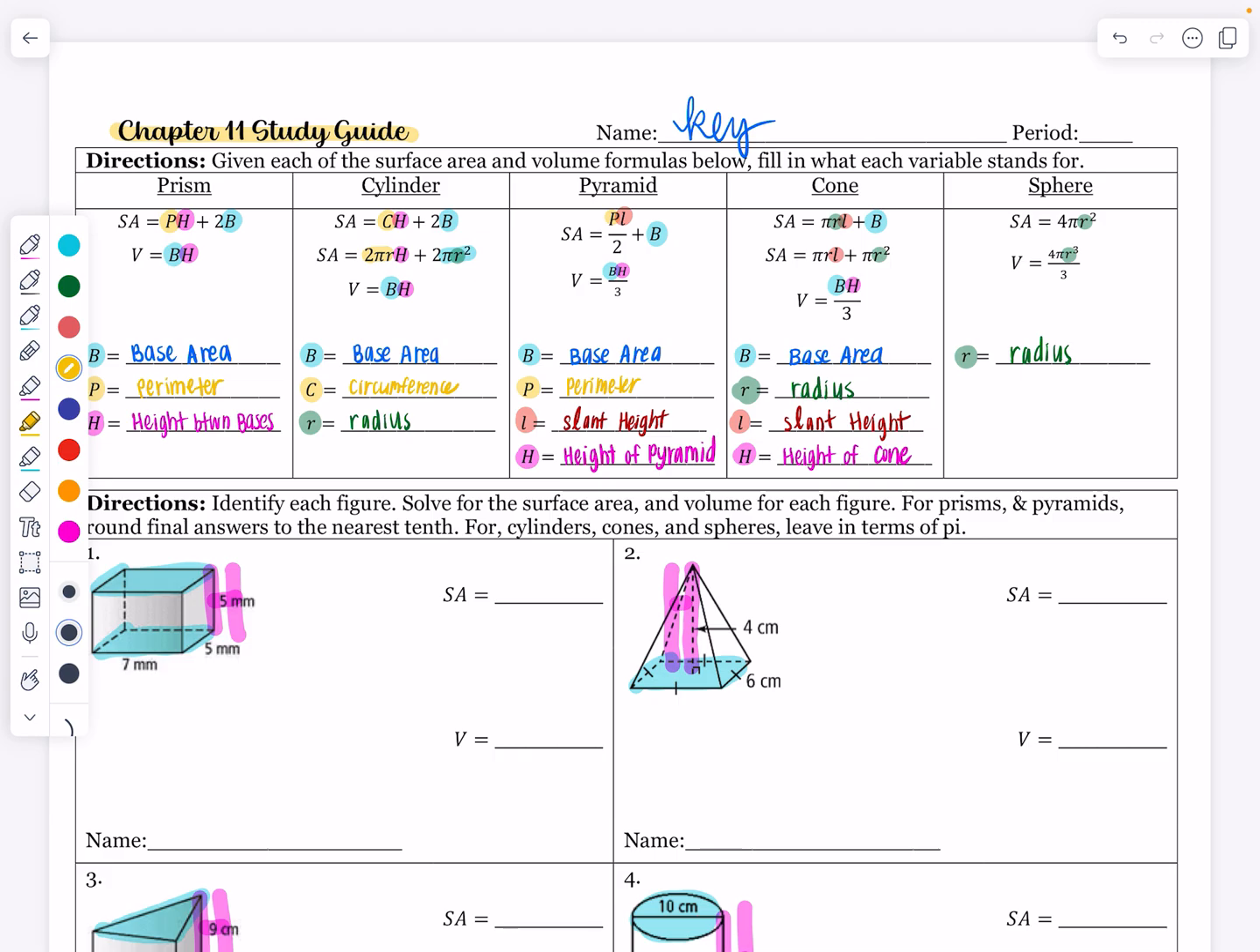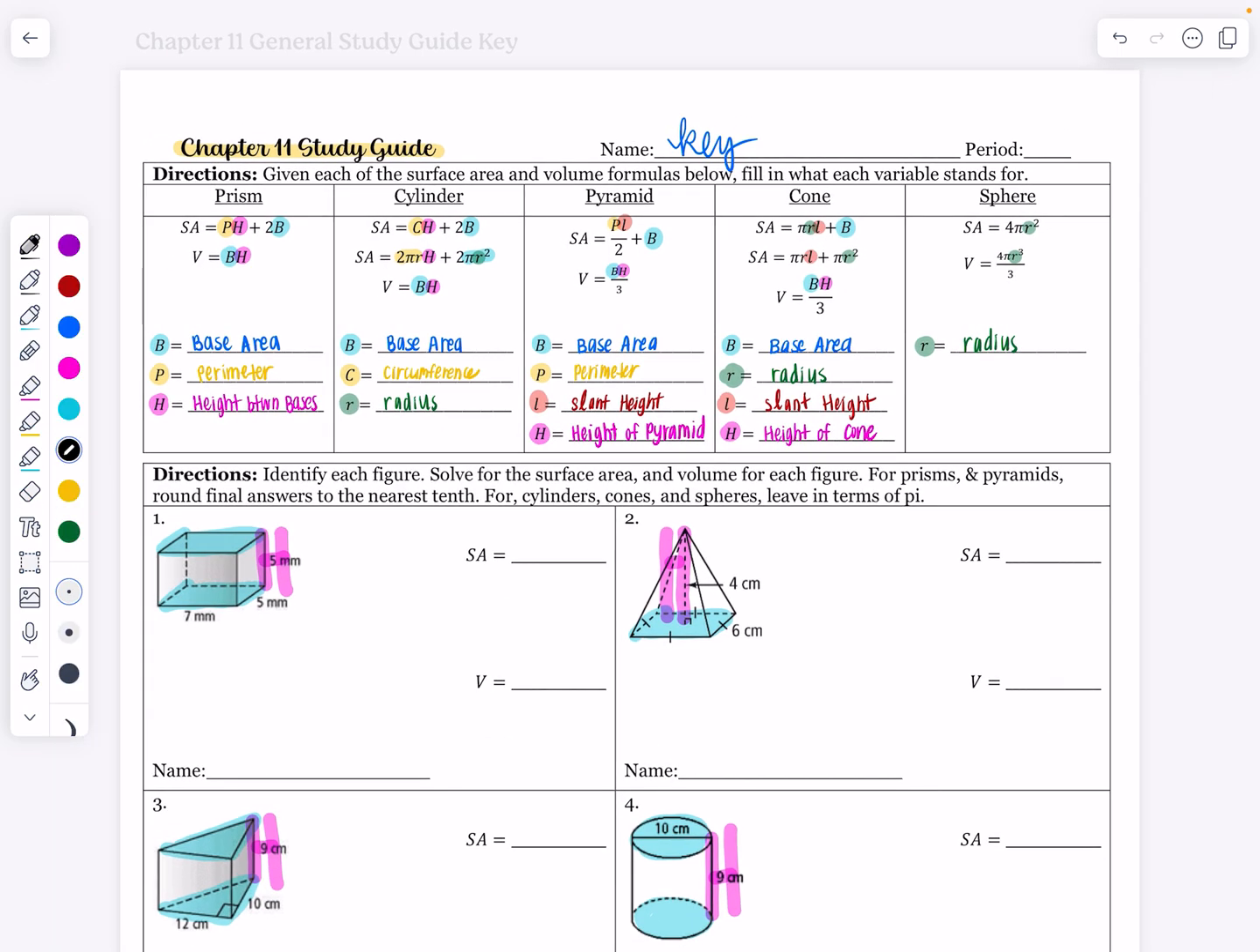Just a quick reminder that you will be given the formulas that are listed at the top. Given each of the surface area and volume formulas below, fill in what each variable stands for. So while you will be given the formulas, this top section, you will be responsible for knowing what they mean. So the first thing you're going to do on your study guide is fill in those things. I have that listed here. You can read over that and review that. But we're going to go ahead and get started with question 1.